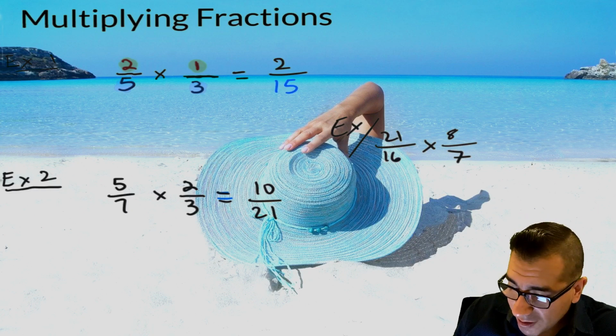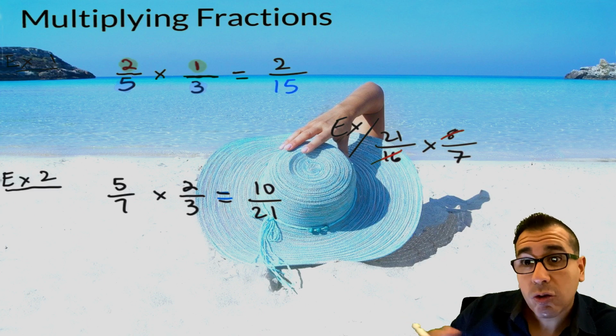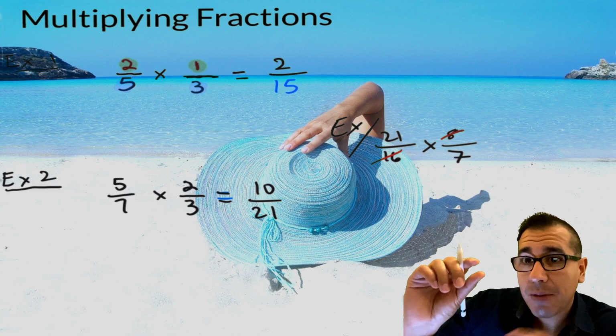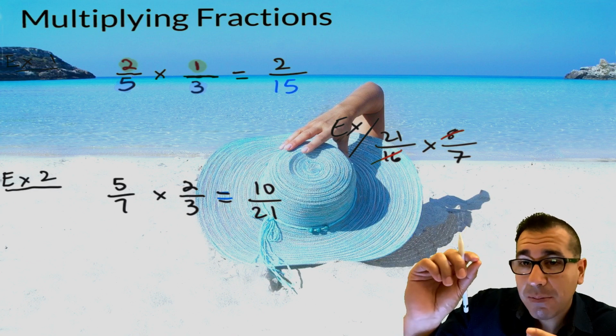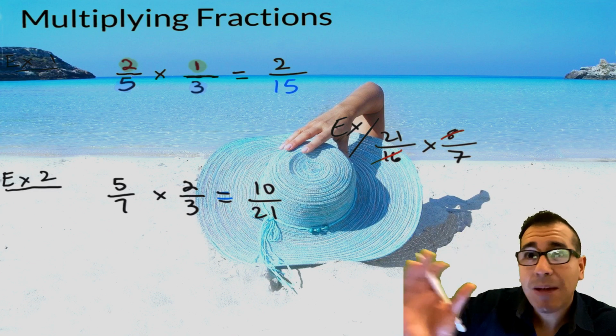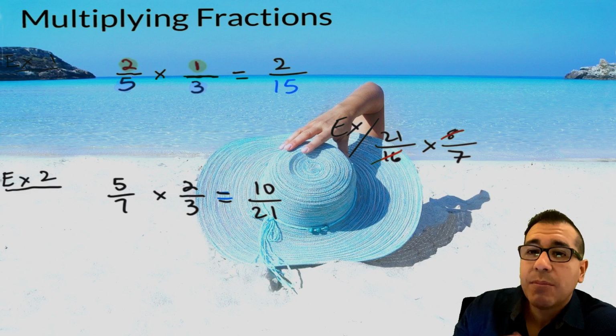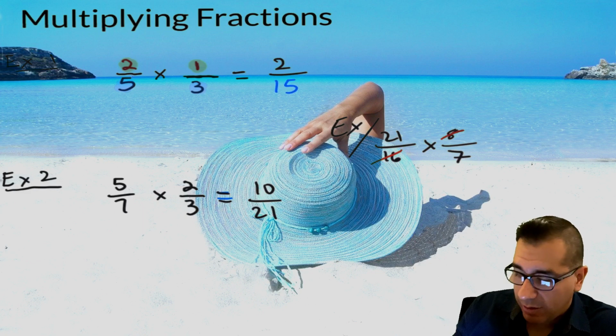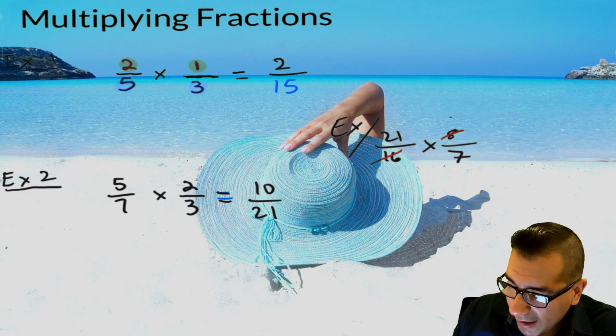For example, see how both of these right here, the 8 and the 16, I could divide both of those by 8. As long as you're doing it to both the top and the bottom, the numerator and denominator, it doesn't matter where they're located. And that's what's awesome about multiplying fractions. So if I divide 8 by 8, I'm left with a 1. And if I divide 16 by 8, I'm left with 2.